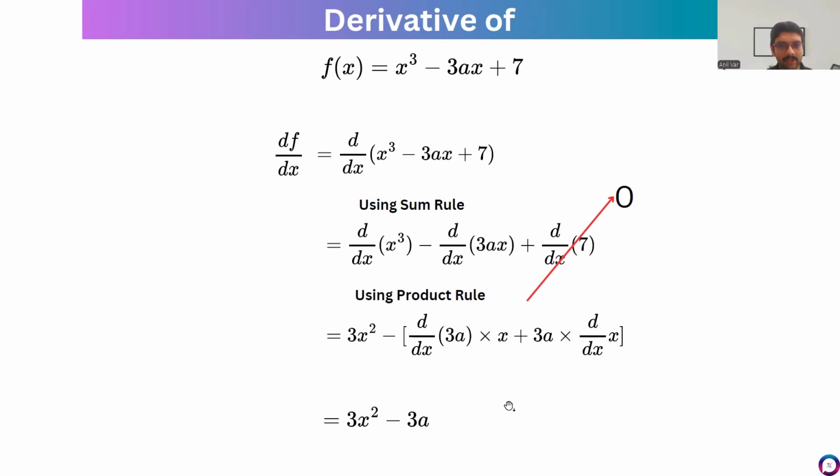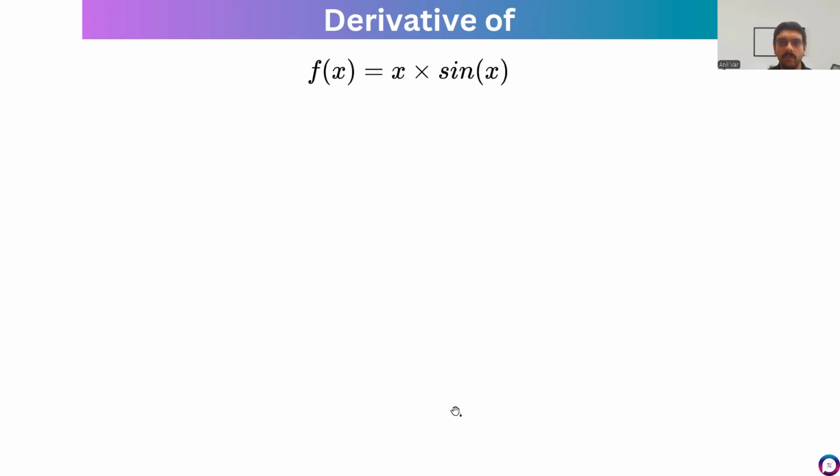So hopefully that's really clear, right? We've gone step by step, right? So good. Well, we're going to do another one, right? So let's see how that goes. So f of x is x times sine x, right? We want to find the derivative of that, right? So df by dx is d by dx of x times sine x.